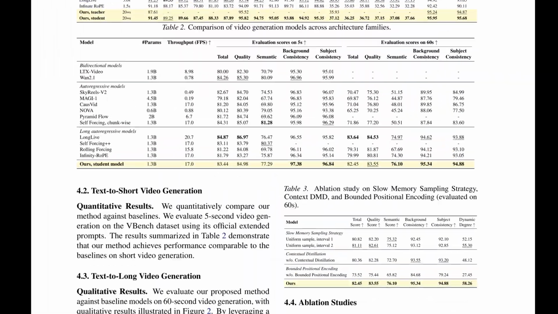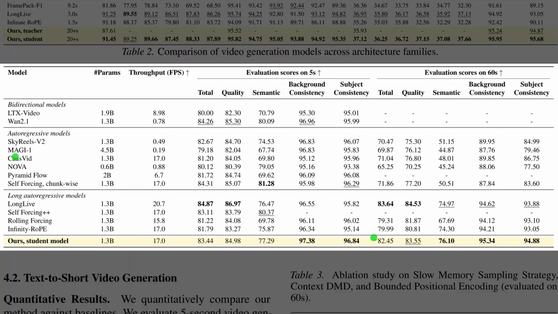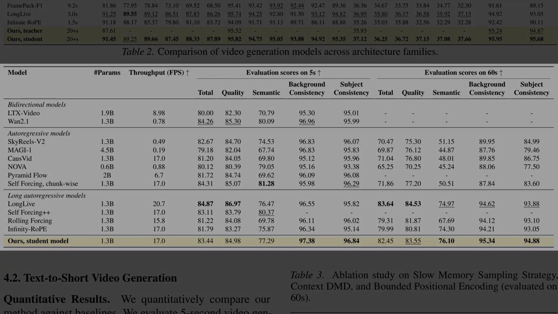Table 2 expands the scope, comparing the approach against 3 distinct architecture families: bidirectional models, standard autoregressive models, and specialized long autoregressive models. Looking at the 5-second evaluation columns in the center, the student model performs on par with established baselines like WAN 2.1. But the crucial data sits on the far right, detailing performance over 60 seconds. In this section, the bottom row shows that the method secures the highest scores for both background and subject consistency, surpassing strong competitors like long-live and infinity rope.